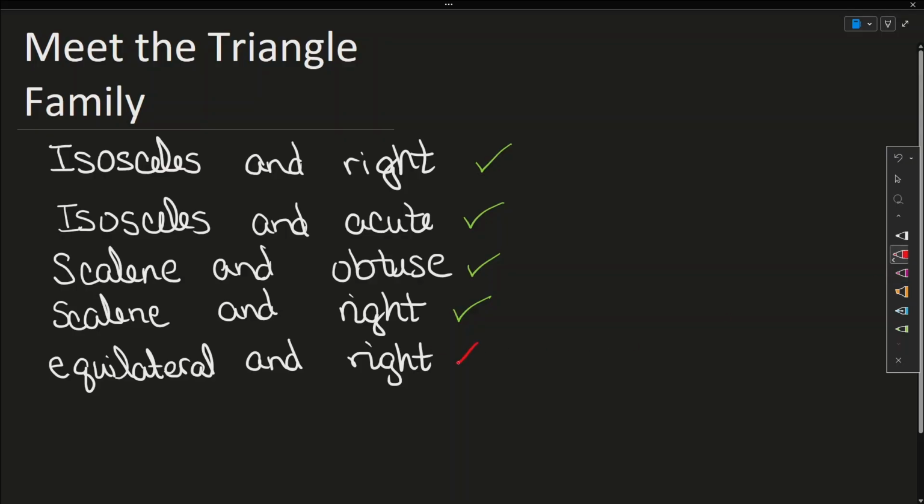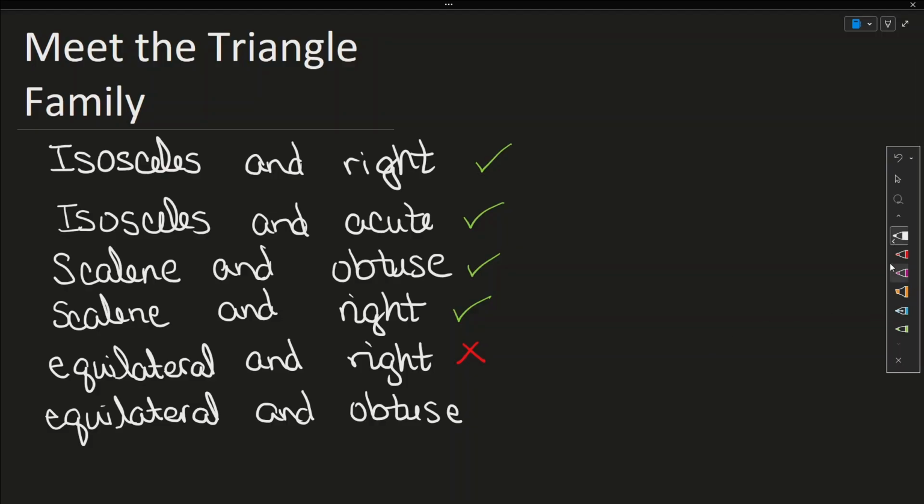Equilateral and right is not possible, as we discussed before. Equilateral and obtuse is also not possible. Every angle in an equilateral triangle is 60 degrees, so every equilateral triangle is always acute. That's a very useful relationship to notice.